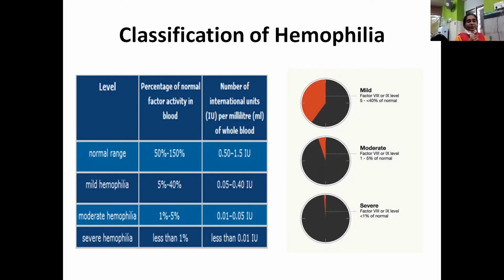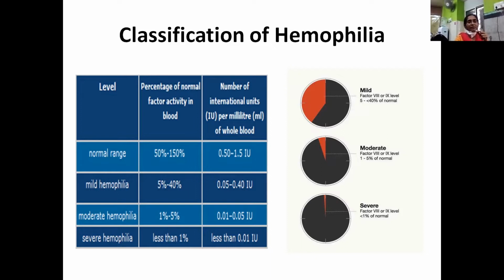So depending upon the factor levels, WFH has defined hemophilia as any person with a factor level less than 40%. And the normal population average will be 50 to 150%. Because when you take 100 people, their factor levels will lie somewhere between 50 to 150%. And if it is less than 40%, you can call it hemophilia.